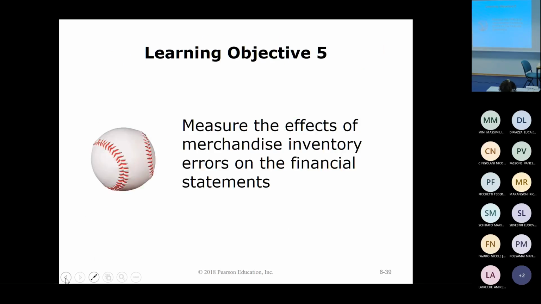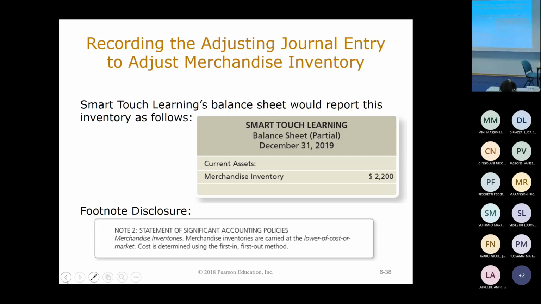So tomorrow we continue with the periodic system. So far we applied FIFO and LIFO to the perpetual system. Tomorrow we will continue with the periodic system.